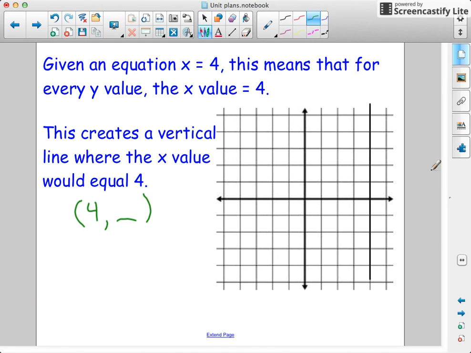So as you can see right here, it's a vertical line at 4 on the x-axis. Okay, so it's a little bit counterintuitive because the x-axis itself is this horizontal axis, right? But if you have a graph of x equals a number, or like x equals 4, that creates a vertical line that goes through the x-axis on that value.